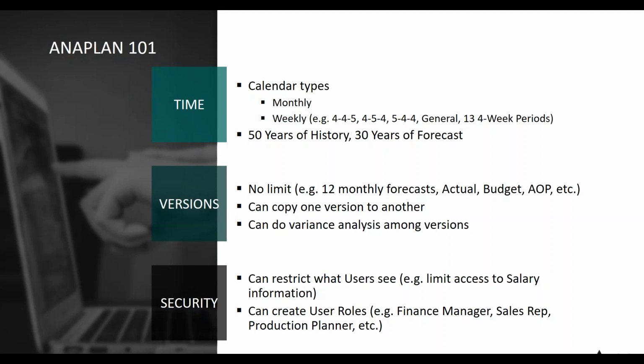The great advantage with having versions that are all in one spot is that you can have variance analysis among those versions. So if I want to compare July versus June, or July versus budget, or even prior year, you have that flexibility in the tool.